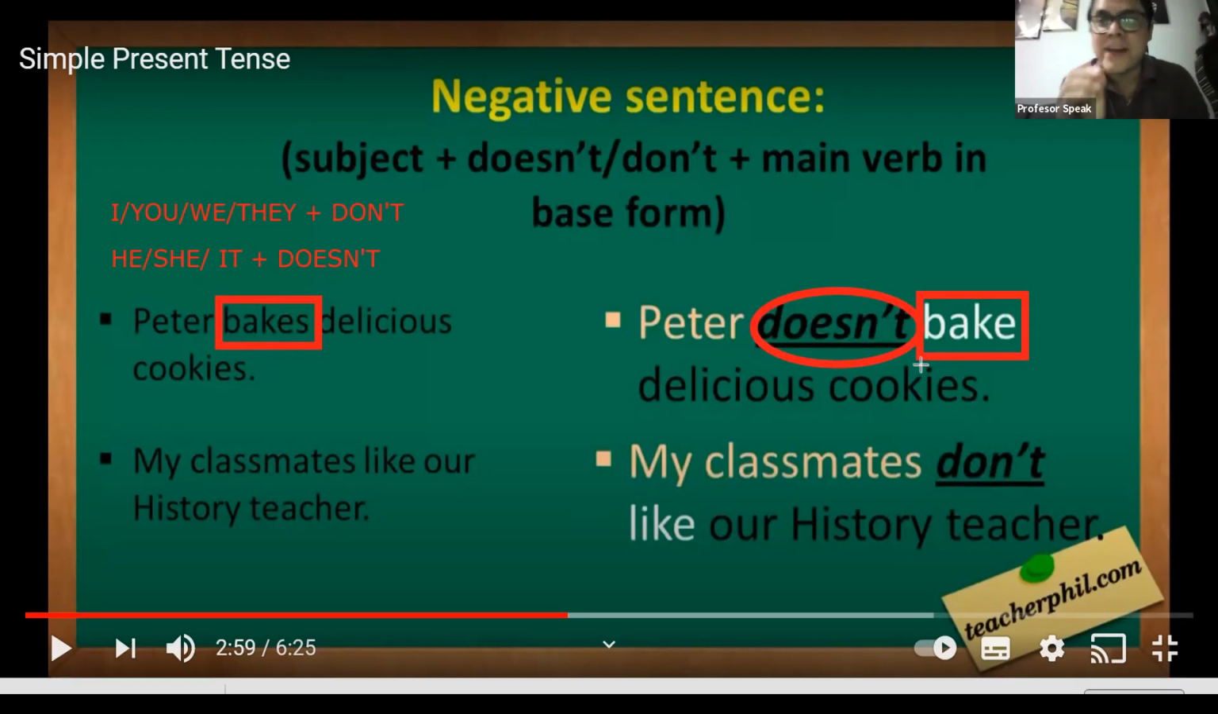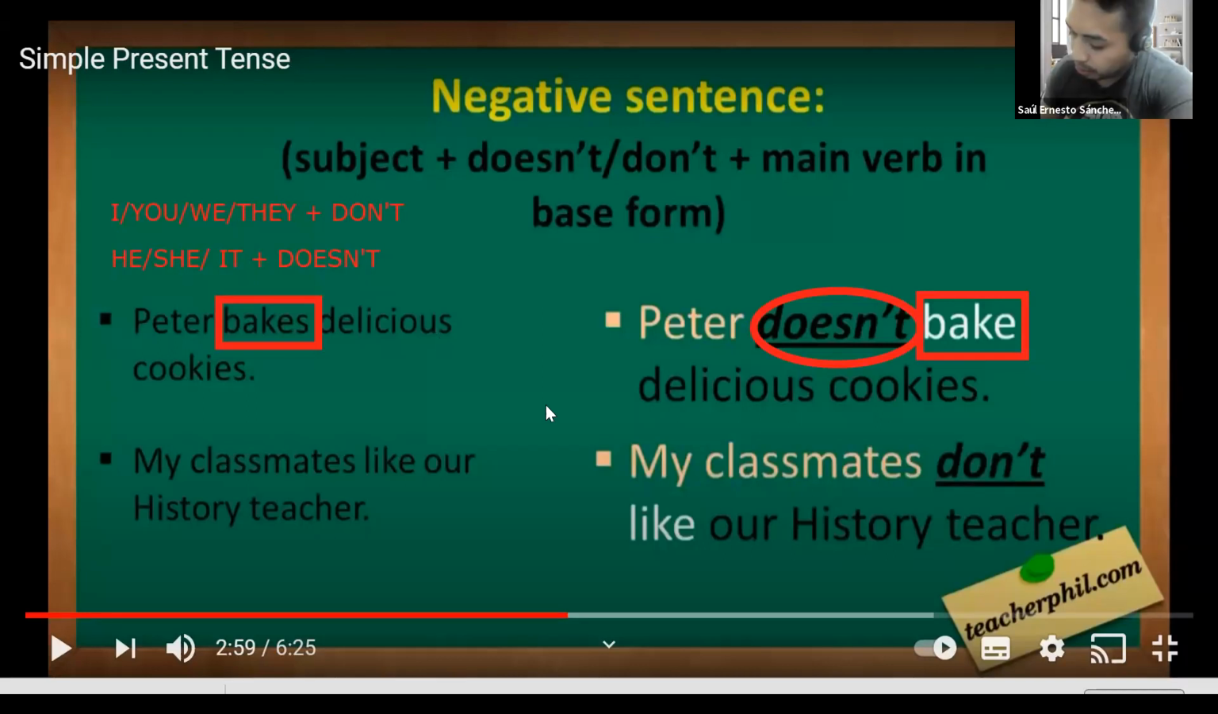So you add the letter S to the verb in positive sentences, not in negative, not in questions, only in positive sentences. Okay? All right. Are we clear so far? Yes? Okay, let's go on.